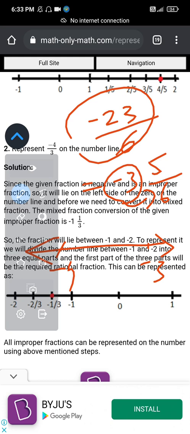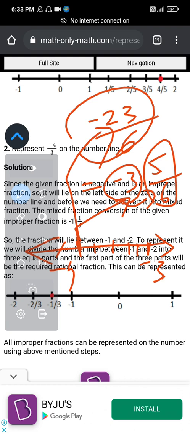Minus 3 is now over. Now we need to represent 5 by 6. So we take 6 parts: 1, 2, 3, 4, 5, 6. The sixth part is minus 4. And we take the fifth part. We need to count from minus 3. So first, second, third, fourth, fifth. So this one is the position of minus 3 whole 5 by 6, or minus 23 by 6.